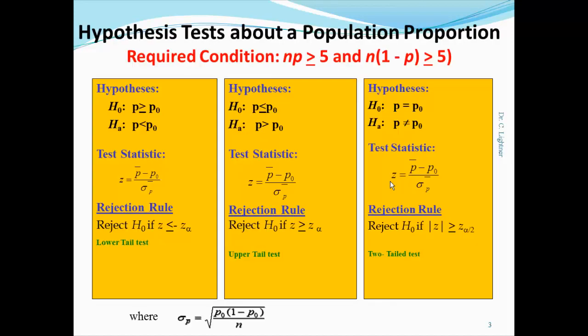Recall from the central limit theorems for proportions that we can assume that p-bar is normally distributed provided the conditions listed here in red are met. Therefore, in order for us to use the test statistic or rejection rules outlined on this slide, we must ensure that the required conditions here are met for our specific problem.